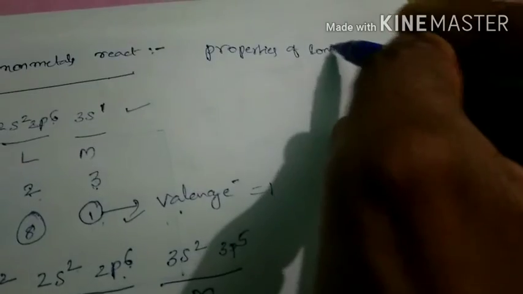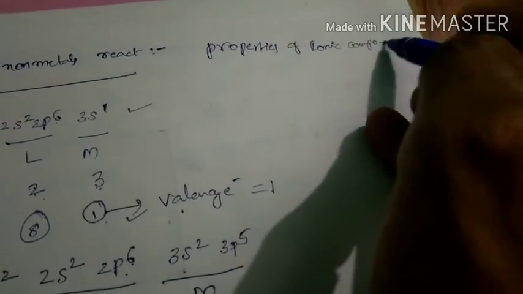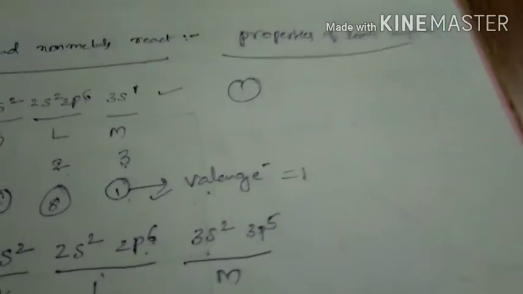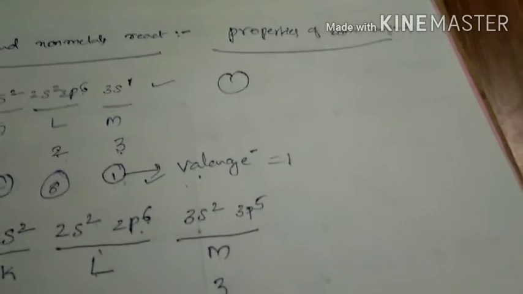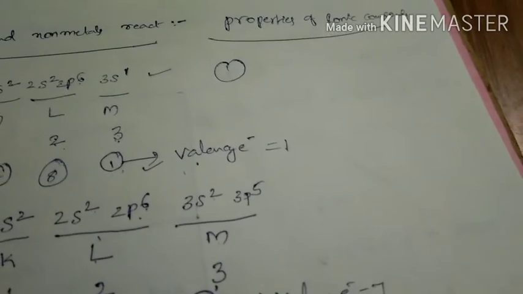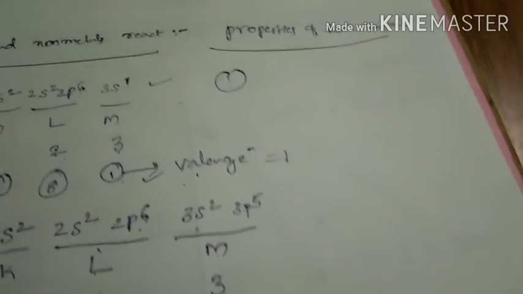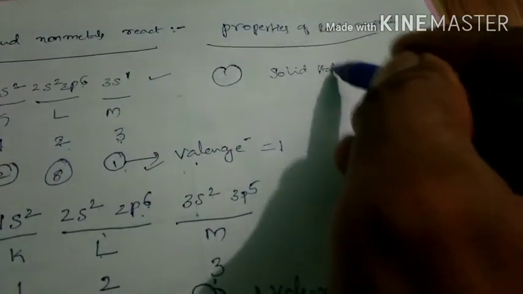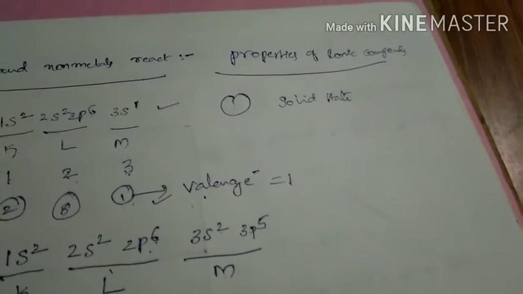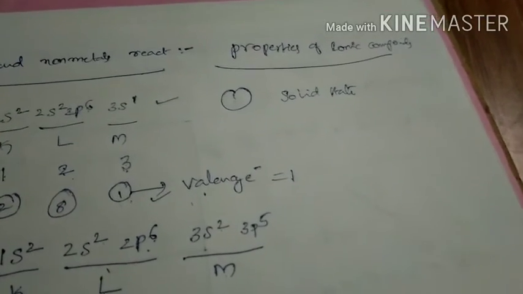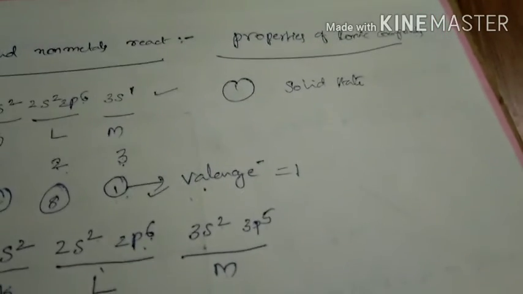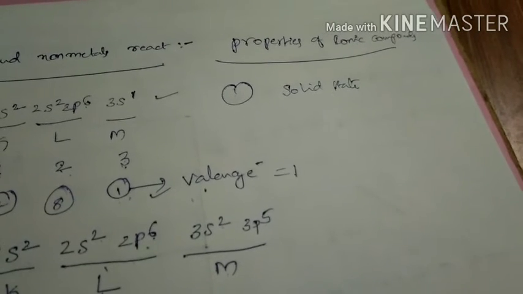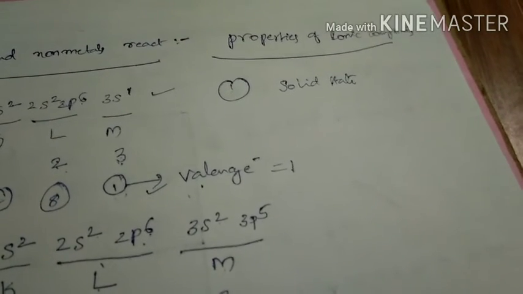Properties of ionic compounds. Simple points are there. 3 points you can remember very easily. First one, all ionic compounds, for example sodium chloride, magnesium chloride, there are so many such compounds in nature. All ionic compounds are present in solid state because of strong electrostatic forces of attraction.